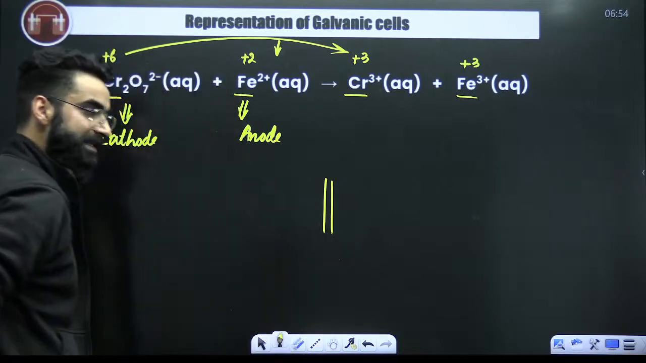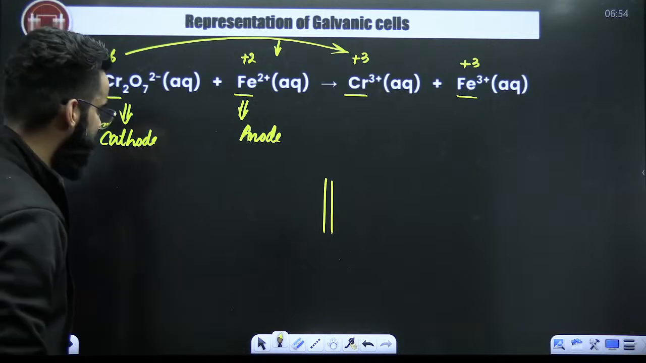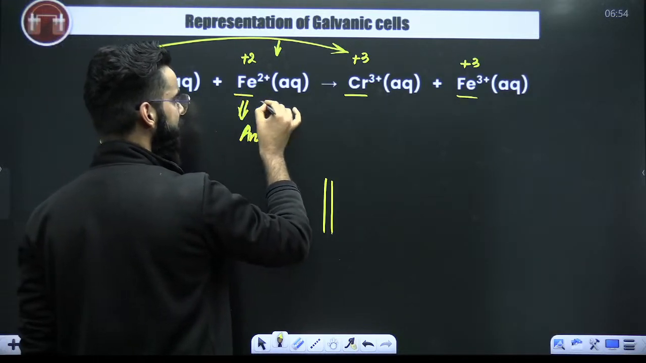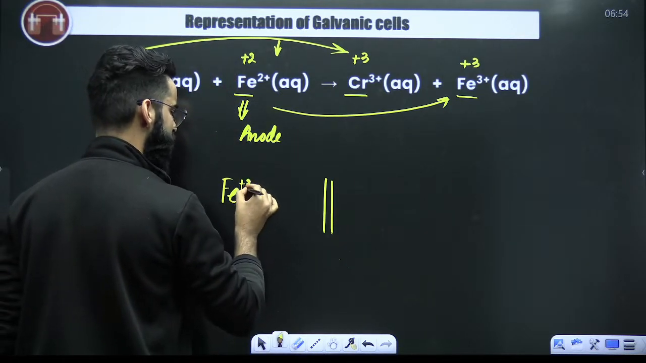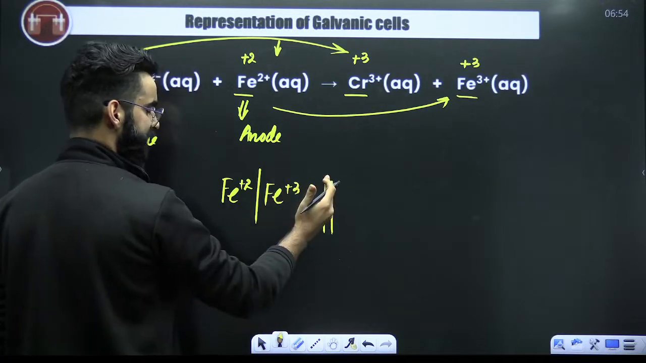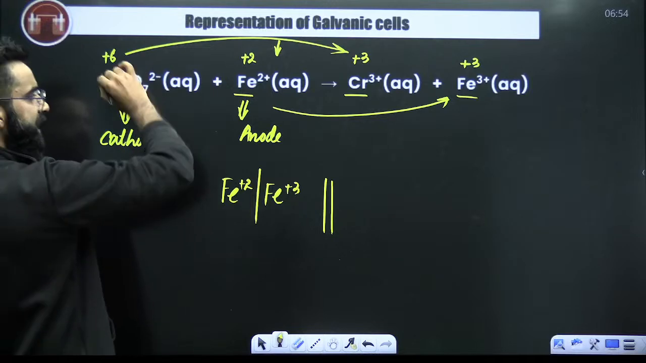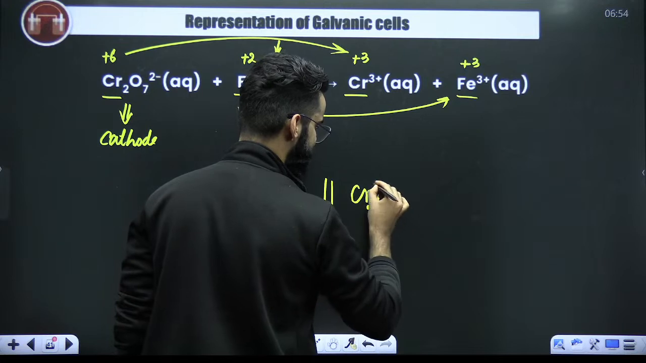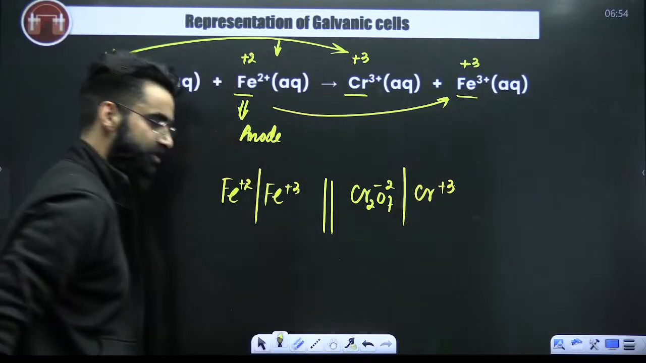So draw the two lines. These two lines will be representing the salt bridge. On the left side, write the anode. And at anode, you can see Fe dipositive is getting converted into Fe tripositive. So I'll be writing like this. Fe dipositive is basically getting converted into what? Fe tripositive. Similarly, on the right side, you'll be writing cathode. And at cathode, Cr2O7 dinegative is getting converted into Cr tripositive. So Cr2O7 dinegative is getting converted into Cr tripositive. So this is your cathode.